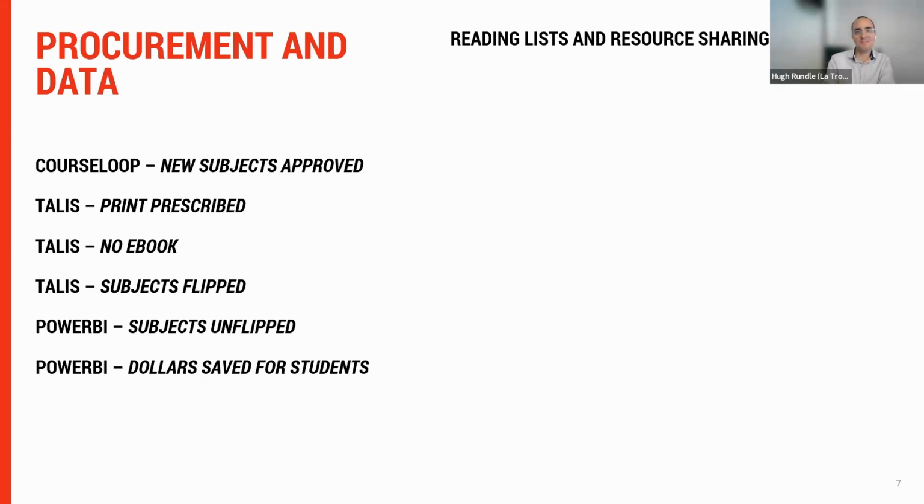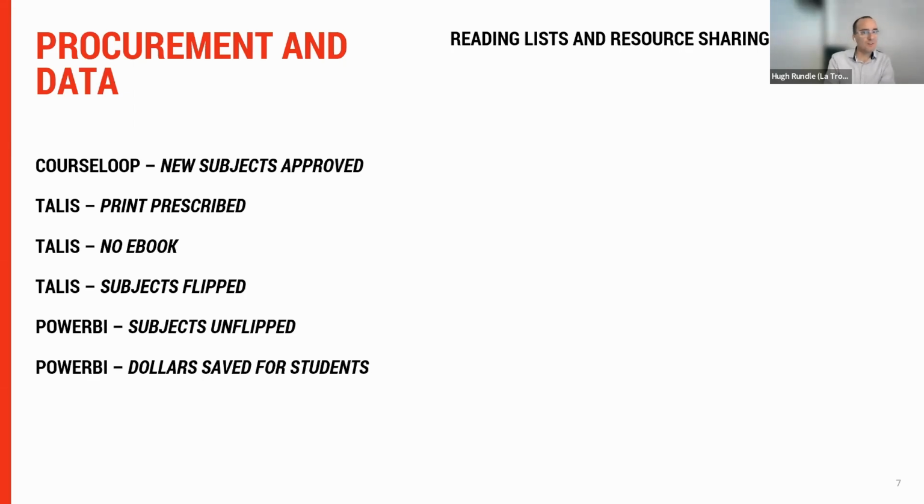And then our reading list and resource sharing team will work with 6 different data sets, which you can see on your screen there, to inform their work. So the new subjects approved list comes out of CourseLoop, which is our course management software. And that tells our team about any newly approved subjects. So they can check whether there's already a list in Talis, but if it's a new subject, there probably isn't. So they'll create a new empty list, and then the relevant people will contact the subject coordinator about that list as soon as we know about it, which is often well before it's actually being taught.